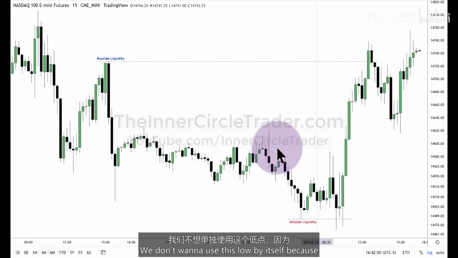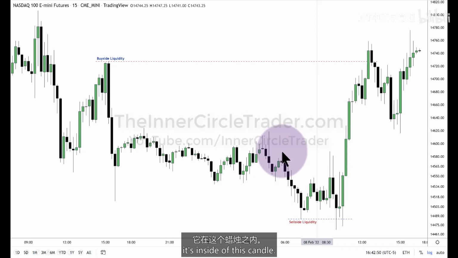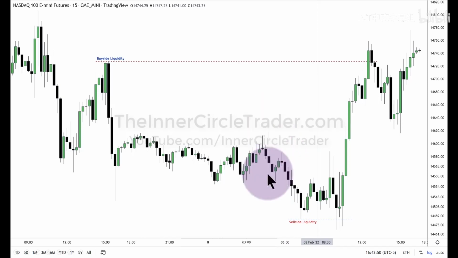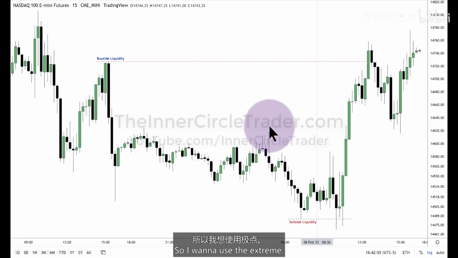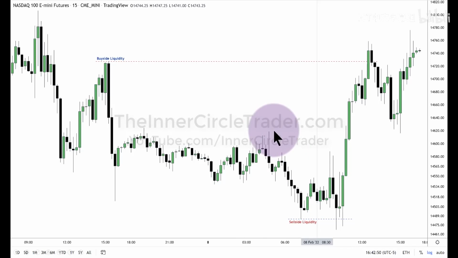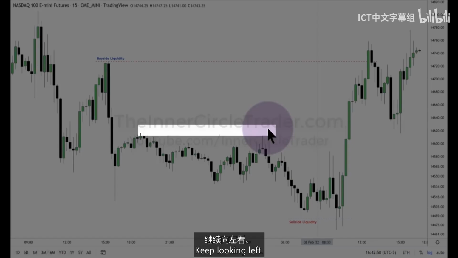We don't want to use this low by itself because it's inside of this candle. So I want to use the extreme. Where's the liquidity going to be? Is it going to be above this, or is it going to be above that? It's going to be above this. Okay. Why? Why not that one? And why this one? Keep looking left. What do you see over here?